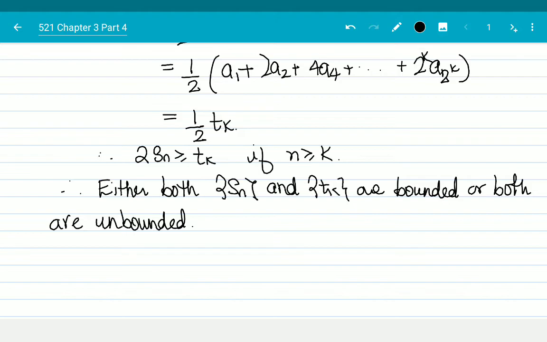Now the result follows from theorem 3.24, which talks about series with monotonic terms. Okay? And this gives us a really easy proof for the divergence of the harmonic series, which is theorem 3.28.